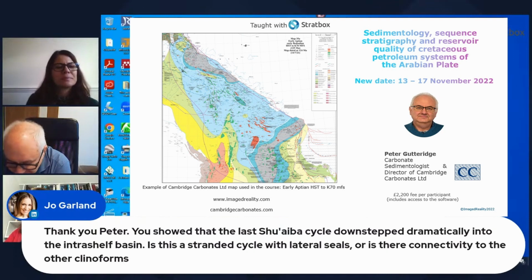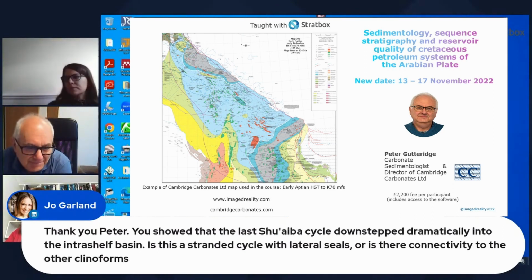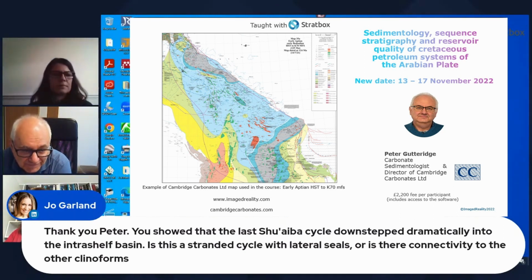I think you'd have to look at your own data set to answer that question. The answer is possibly both, but I think it might depend on the very local geometry of the BAB shelf margins of the sequence 2 to 4 cycles. So I think you probably have to look at your own data and try and map out the geometries in that case.